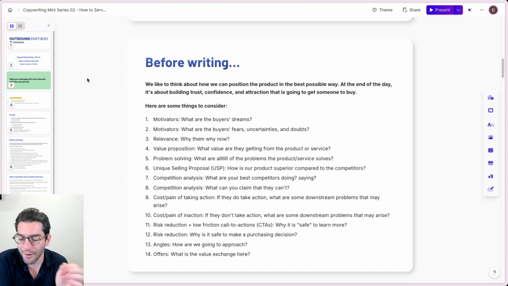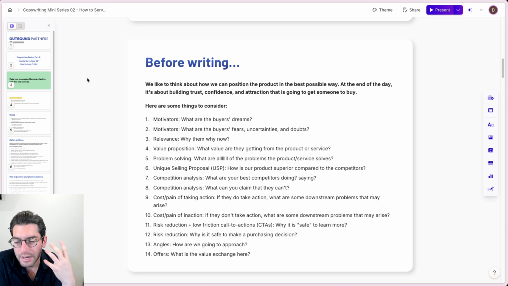It can. I'm not going to go worse because it gets a little gruesome. But you have downstream problems. That's the reality. Everything has cause and effect. So, okay, then something to consider also: risk reduction and low friction call to action.